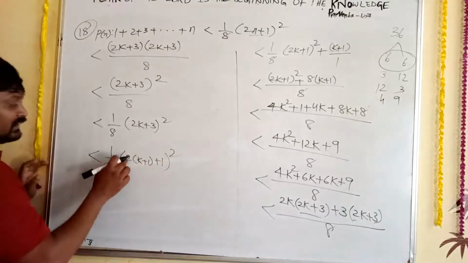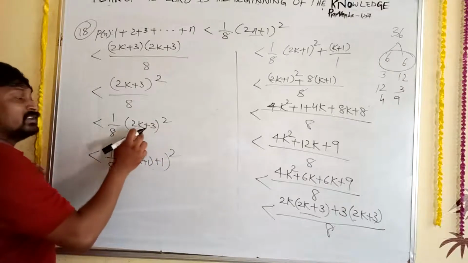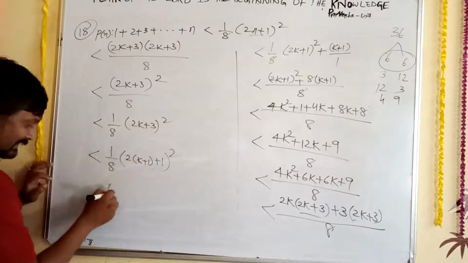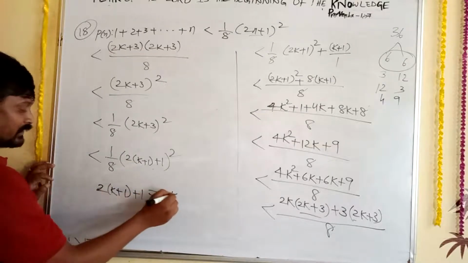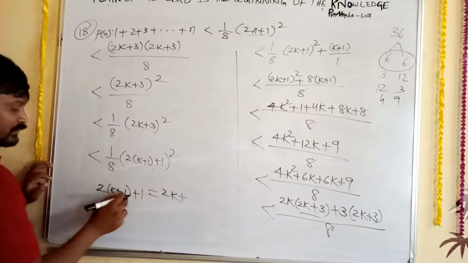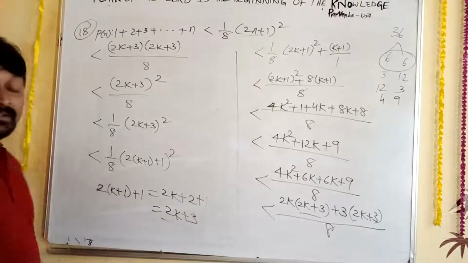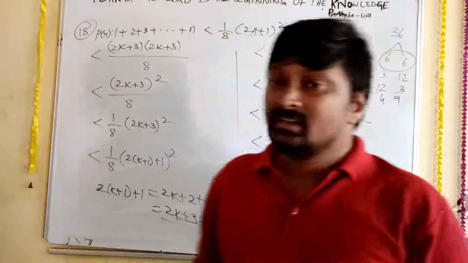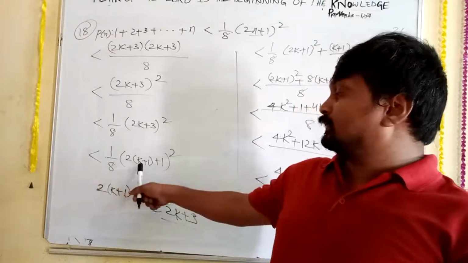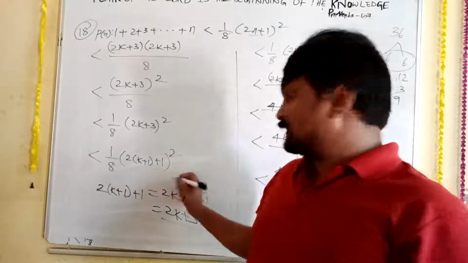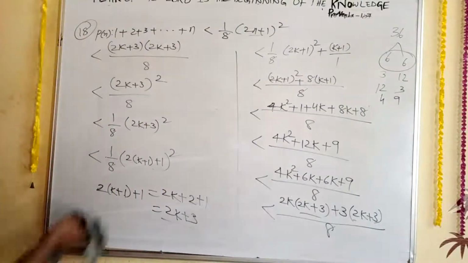So what I did here: 2 into k, 2k, 2 into 1, 2, 2 plus 1, 3. So that is 2k plus 3 whole squared. Again I write here 2k plus 1 plus 1: 2 into k, 2k, 2 into 1, 2, 2 plus 1. So this is 2k plus 3. Will you write or not? This is what I was saying. Okay, so that is your problem. So less than 1 upon 8, 2 of k plus 1 whole squared. So now we can write here. I hope now Sahil has understood this.